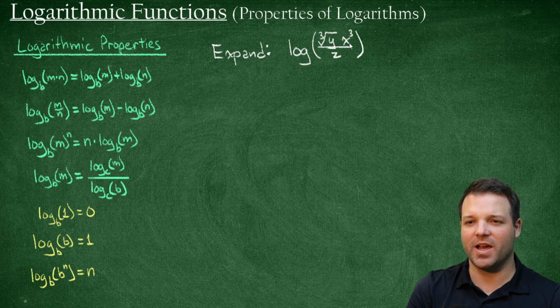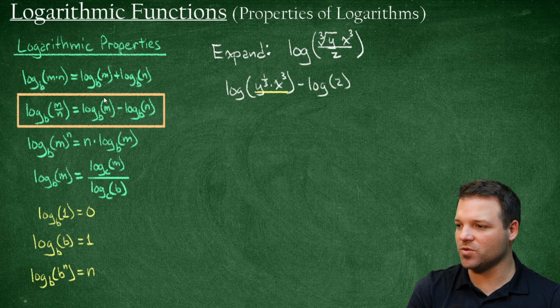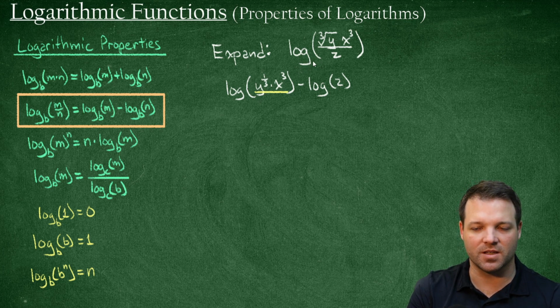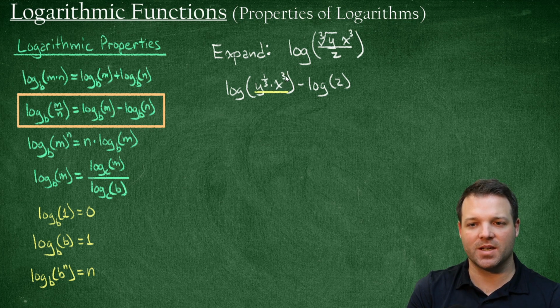But anyways, ultimately what I have here is something divided by something else. So what we're going to do first is apply our quotient rule and expand that by taking the numerator and then subtracting off the denominator, separating these logs. Oh, by the way, this is log base 10 since it's not listed for the base. But anyways, so we went ahead and did that. So that's log of, and you can see I converted this, y to the 1/3 power, which is the same thing as the cubed root of y. But anyways, so y to the 1/3 power times x to the third, and then minus log of the denominator, which is z.